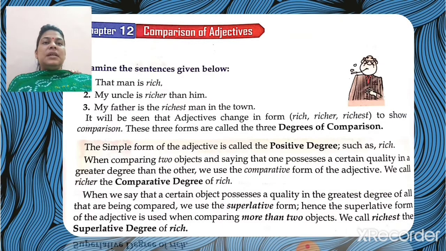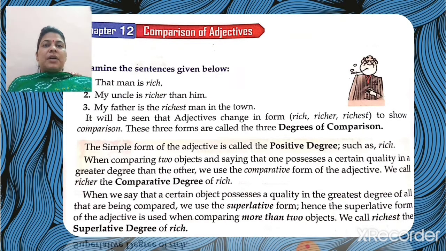Now let us see the comparison of adjectives. See the first sentence. That man is rich. We have not compared him with anybody else, so we have used rich. Then, my uncle is richer than him. We have compared two persons. So rich in a positive degree changes into richer, which becomes the comparative degree of the adjective.